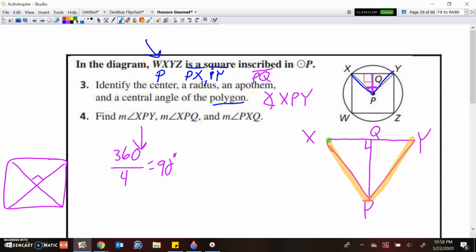XPQ. Well, then this must be 45 degrees. And lastly, PXQ, that measure. PXQ, so that's this angle here, is also going to be 45 degrees. All right, we're going to stop there and pick up with the next video to continue on. Thanks, guys.